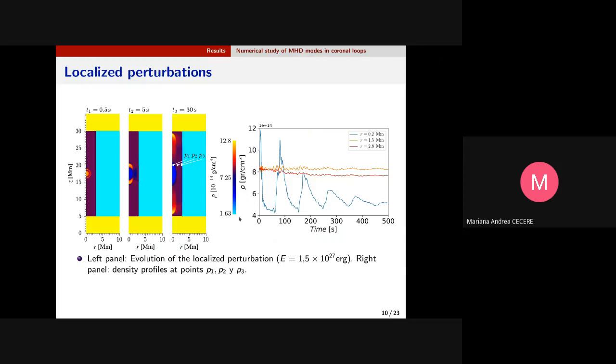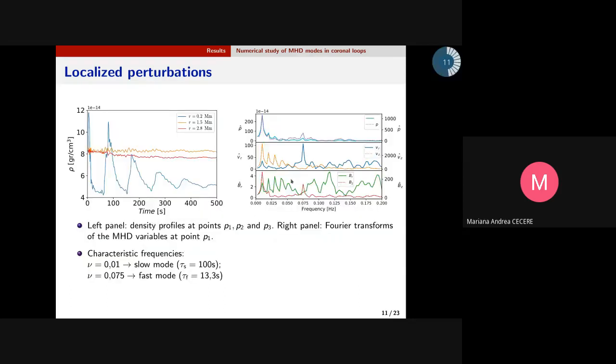By performing the Fourier transform, we obtain two main characteristic frequencies. A low frequency equivalent to 100 seconds and related with a slow mode, and a higher frequency equivalent to 13.3 seconds and related with a fast or sausage mode. In this case, the main contribution is due to the slow mode.